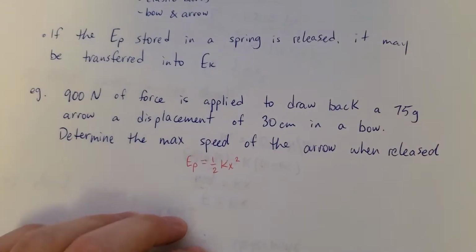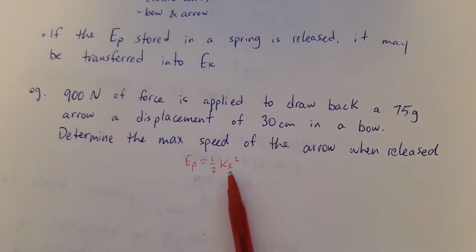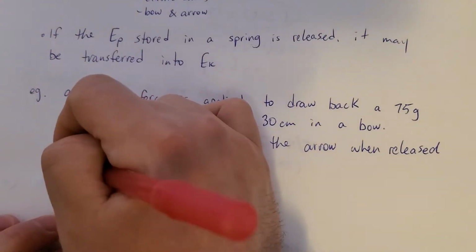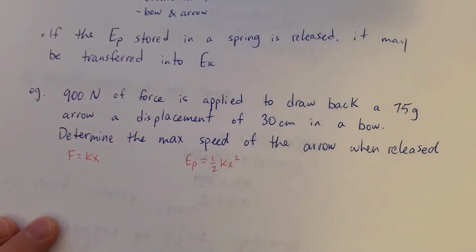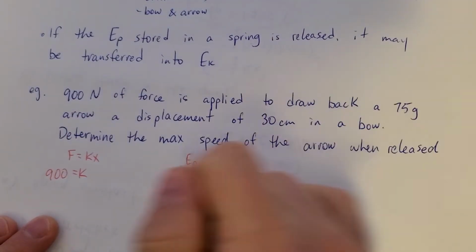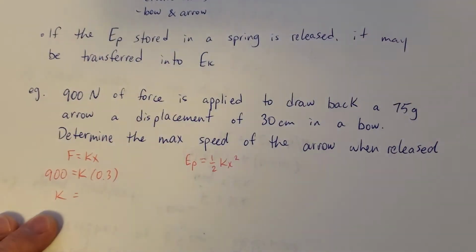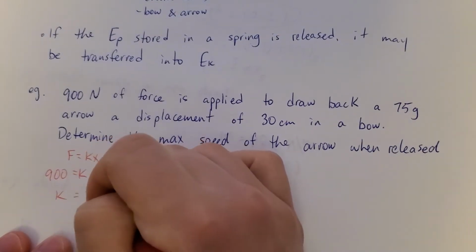We have this formula. We know the displacement, but we don't know the spring constant. However, we can find the spring constant because we know the force. We can do F equals kx, and that's going to tell us what the spring constant is. So we got 900. Put this x in meters. And our value of k is going to be 3,000 newtons per meter.